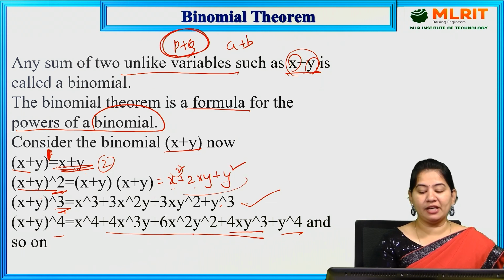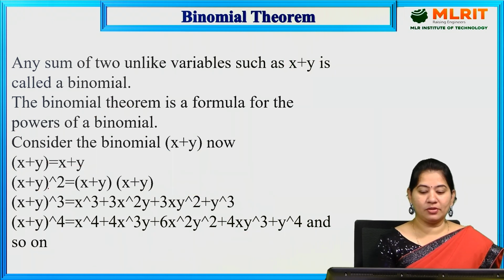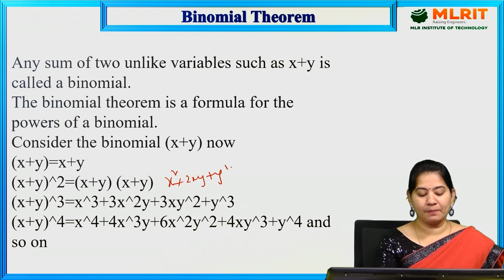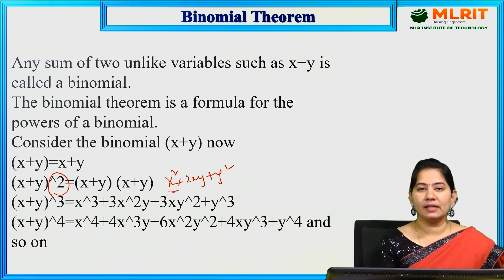If you consider each term, you are getting a power equal to the power of the binomial. Let us suppose x plus y whole square. As I said, it is x square plus 2xy plus y square. So the power is 2, and in each term on the right hand side you are getting 2. In x square, y power 0, because we don't have a y term, so we consider it as 0. 0 plus 2 is 2. In the second term also, x power 1, y power 1, and 1 plus 1 is 2. That is equal to the power of the binomial.